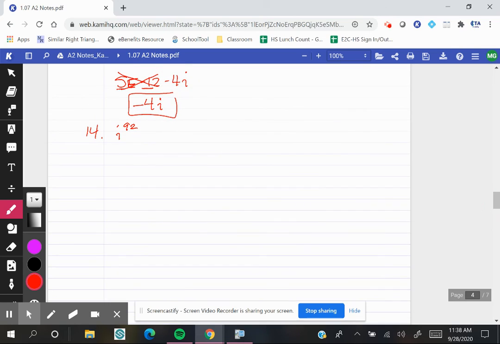And 14, let's do i to the 92nd power. Pause the video and see what you get. Okay, so that one should give you 1 minus 8e to the negative 13i. Find your scientific notation, and you're left with just 1.